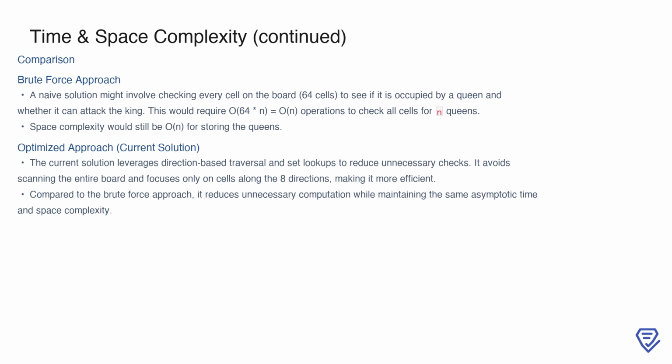However, the optimized approach significantly reduces the amount of computation by focusing only on cells along the 8 directions from the king's position. By leveraging direction-based traversal and efficient set lookups, it eliminates unnecessary checks, making it far more practical and efficient in real-world scenarios.